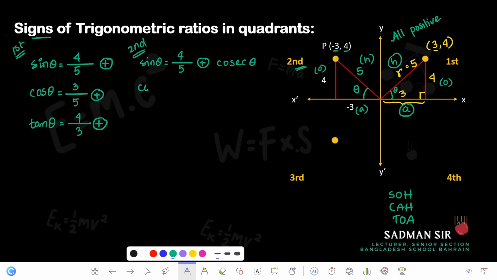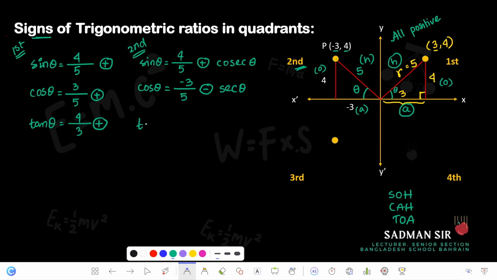Then cos theta. Cos theta is adjacent by hypo. So adjacent here is -3, and hypotenuse is 5. Okay. So here the value is not our focus. Our focus is the sign. Okay. So you can see that cos theta is negative here, and so will be sec theta. So cos and sec, they are negative, but sine and cosec, they are positive.